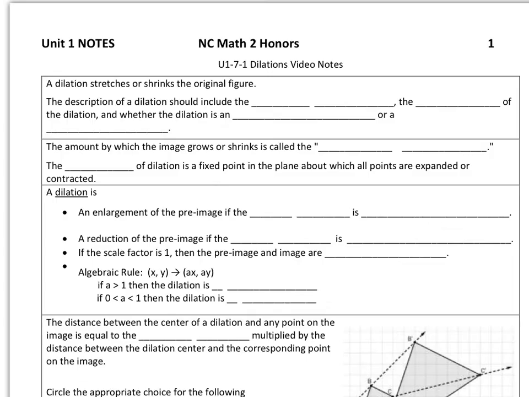Okay, first we're going to take a look at some vocabulary. And a dilation stretches or shrinks an original figure, and all our figures are going to be on the coordinate grid. So the description of a dilation should include the scale factor, and the scale factor tells us how much we're dilating the figure by. So it should include the scale factor. Keep in mind, factor means multiplication. It also should include the center of the dilation and whether the dilation is an enlargement or a reduction.